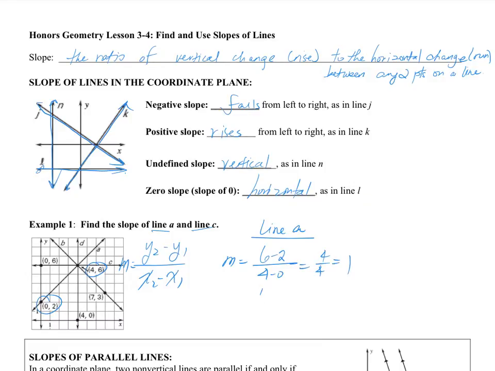And for line C, I'm going to use (0, 6) and (4, 6). And while it's horizontal, the slope is automatically 0, but to show work, this is the work.